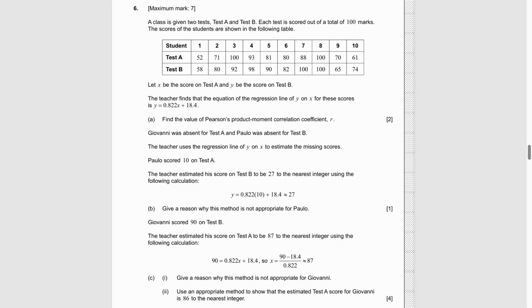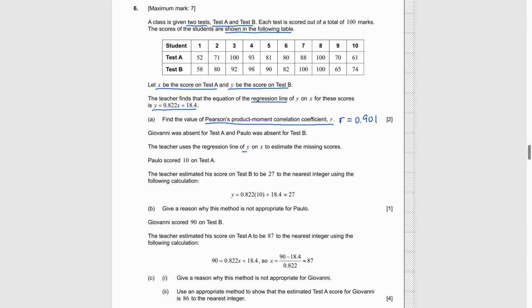Question 6. There are two tests, A and B, and the students' scores are shown in the table. Let X be the score on test A and Y be the score on test B. The regression line is y equals 0.822x plus 18.4. To find the correlation coefficient r, we simply input the data into the calculator.